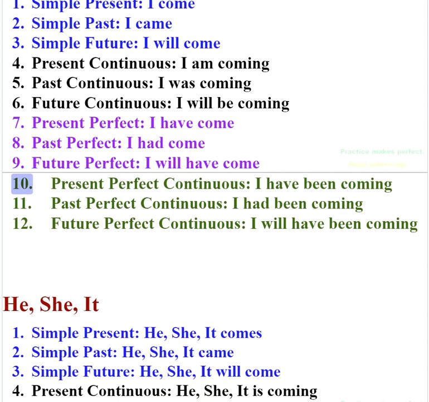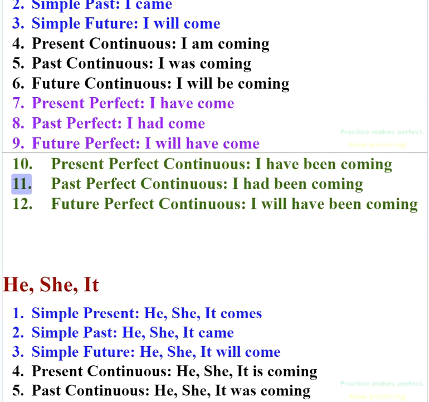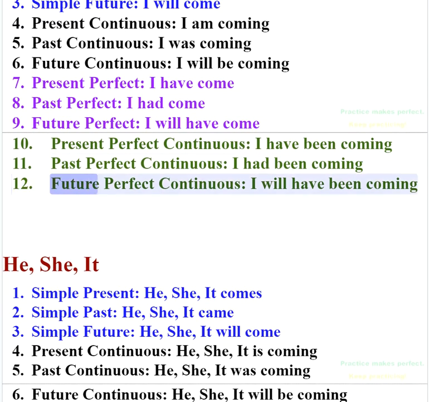10. Present perfect continuous, I have been coming. 11. Past perfect continuous, I had been coming. 12. Future perfect continuous, I will have been coming.